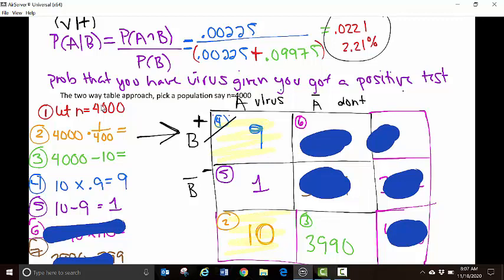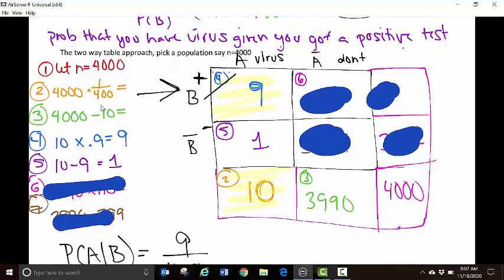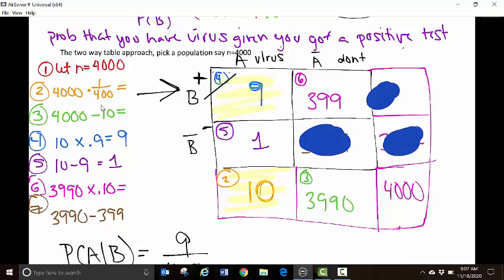So we've dealt with all the people that have the virus. And we know there's 4,000 people total. Next, let's look at the people that got a positive but don't have the virus. Well, I know 10% of people without the virus get a positive. Since 3,990 don't have the virus, 10% of that is 399. Well, okay, 3,990 minus that 399 is 3,591. Those are the negatives that don't have the virus. And you can fill in the table.